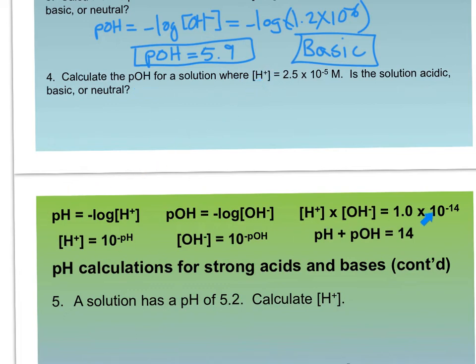So let's look at our equations. What equation has those two different variables? Well, none of them. What does that mean? That means that you have to do 2 steps.